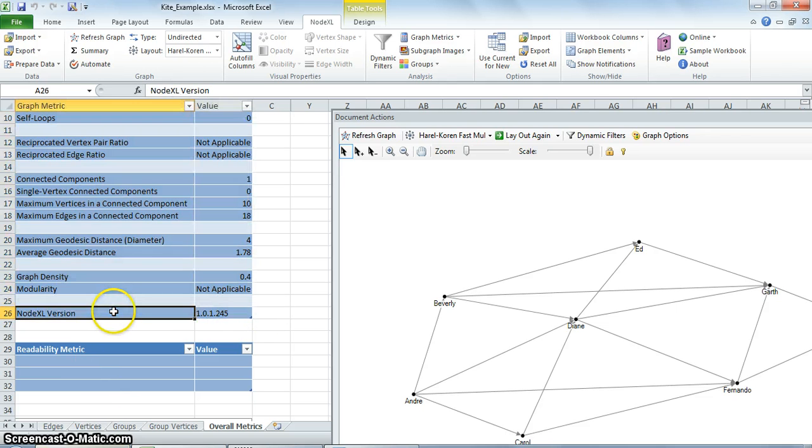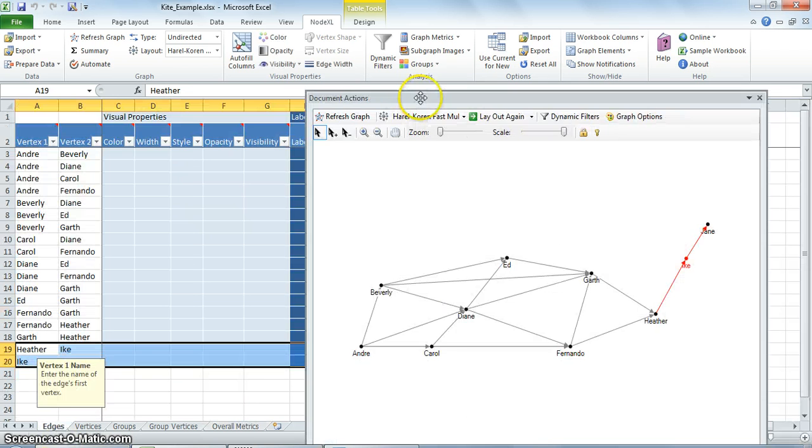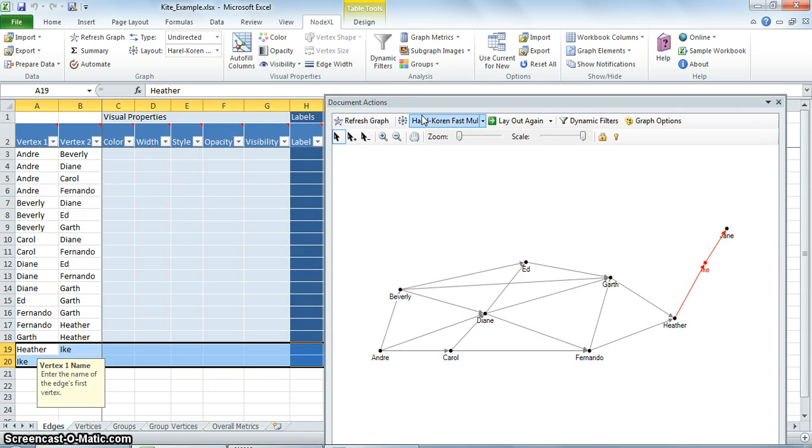And the last column in the graph matrix is the Node Excel version, which indicates the version of Node Excel we are currently using. So this is how we import data from external sources, calculate the graph matrix and work on other different things in Node Excel.